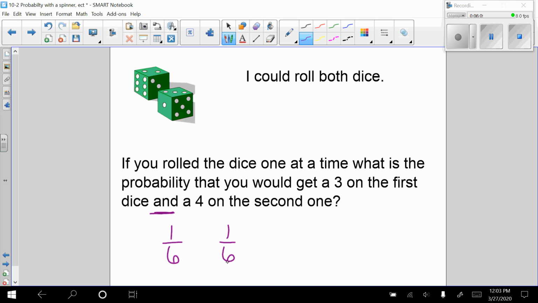Since I want to do both and it's an "and," which is a special thing, you're going to multiply these 2 together to find out that you have a 1 in 36 chance of getting a 3 on the first dice and a 4 on the second one. This one's a little different, so just pay attention if you ever see that "and" word, that it's a special thing. So go ahead and give your homework a try. Let us know if you have questions.